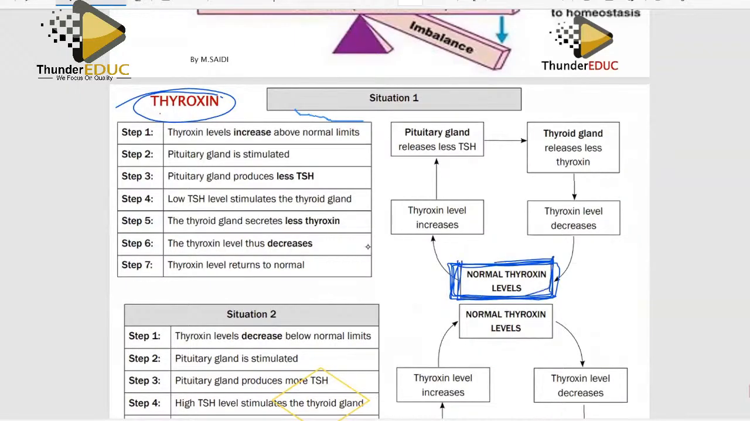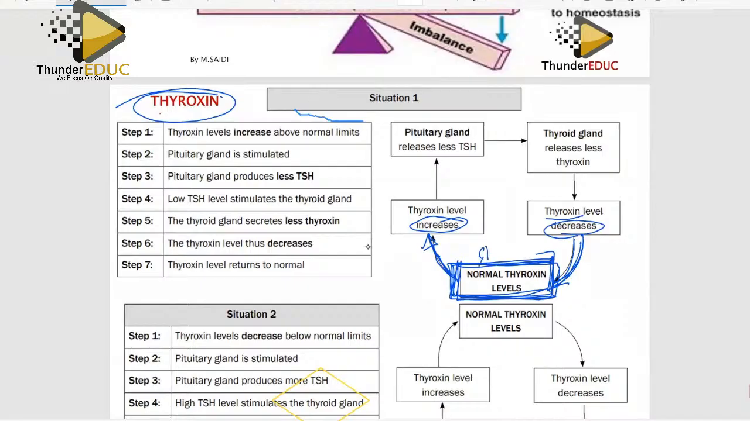Normal level of thyroxine in the body. I need to know which gland produces thyroxine. If the first step says the level of thyroxine has increased, it means that it has increased more than normal. Guys, the last step must always say the level of thyroxine has decreased.